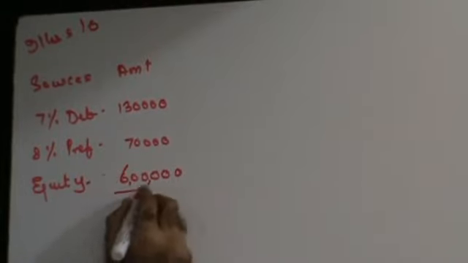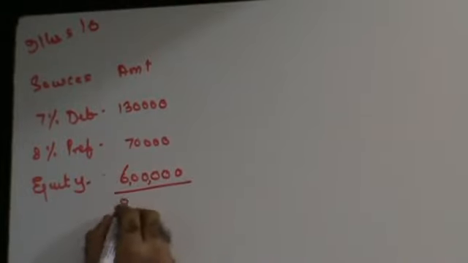Now, the sources of capital given to you are 7% debentures, 8% preference shares, and equity share capital. These are the sources of finance that are given to you. In terms of amount, they've given you 1,30,000, 70,000 and 6 lakhs. Total they've given you is 8 lakhs.